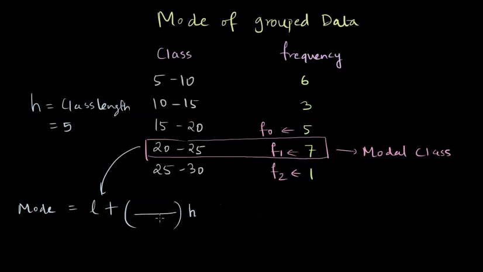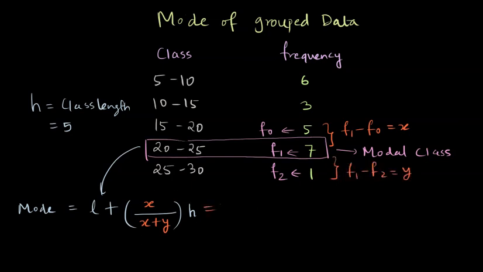So what is this ratio that I'm writing here? There is a numerator and denominator. It is in the form of x divided by x plus y. Now what is this x? x is the subtraction of f1 and f0. So basically f1 minus f0 is x, and f1 minus f2 is y. And this is how this formula is written.